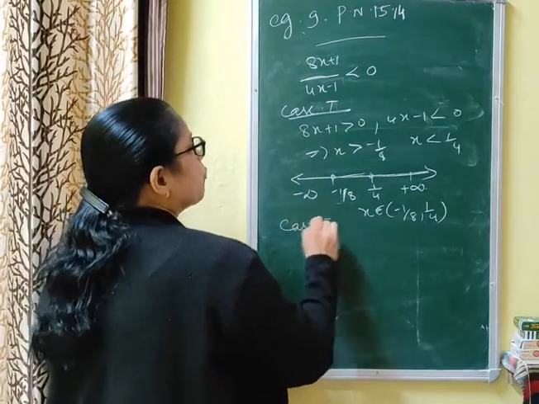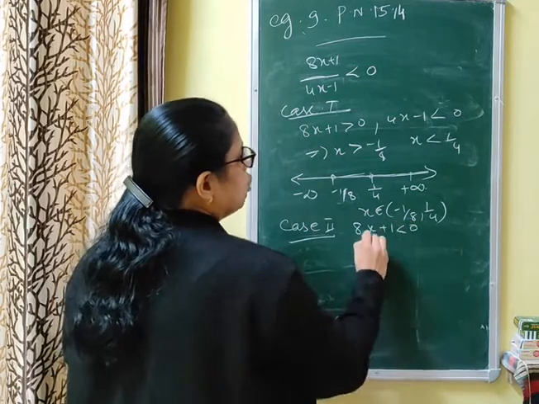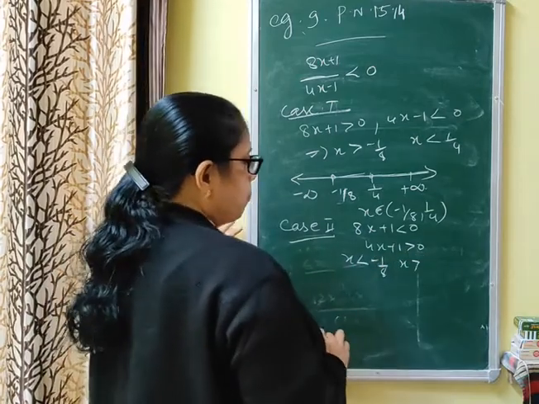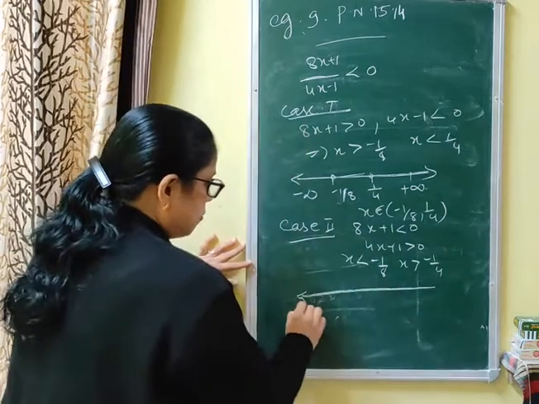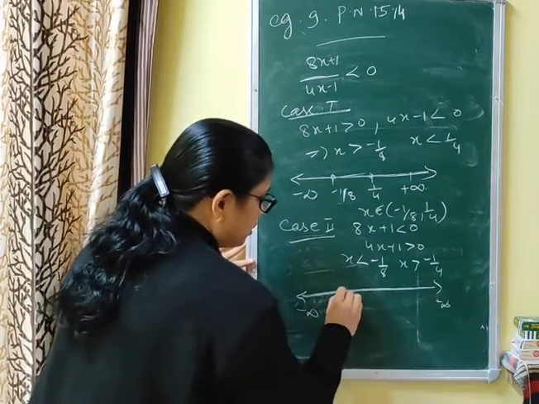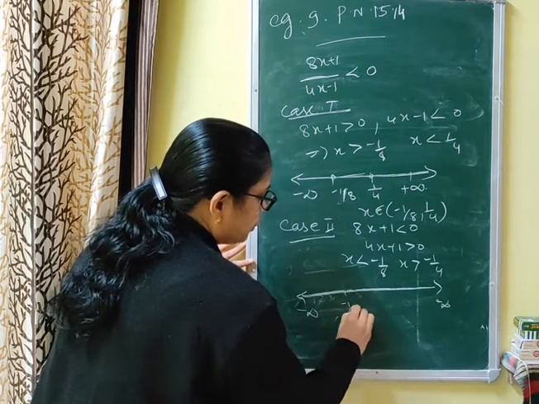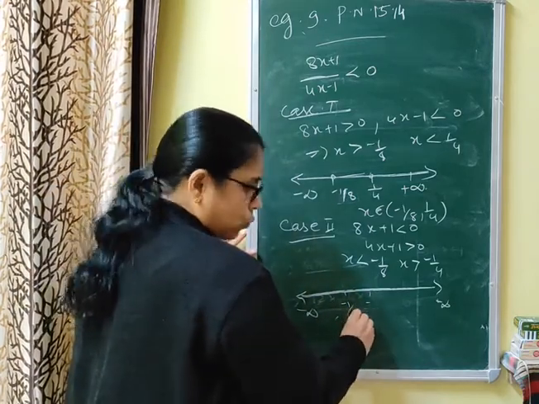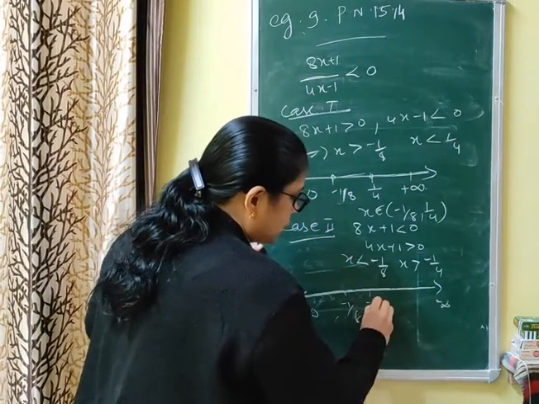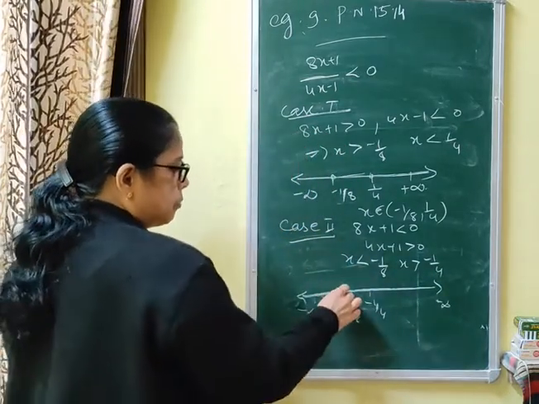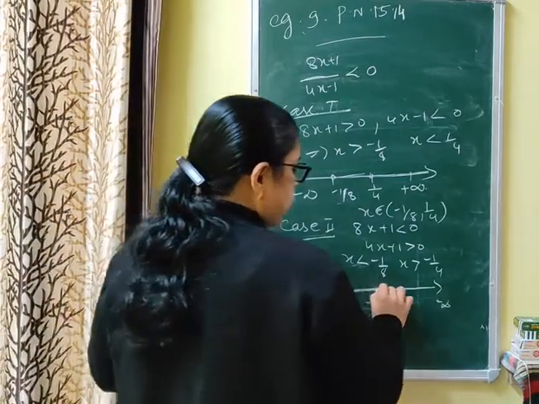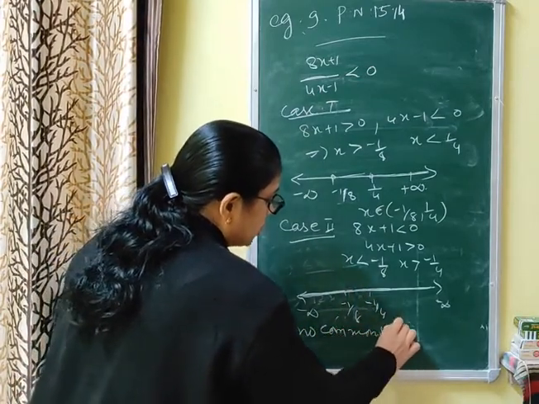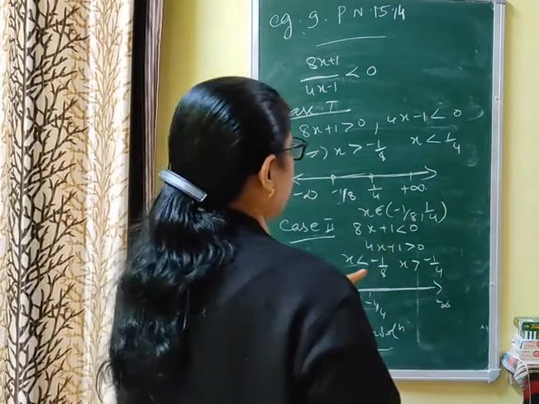Now we already got the solution set from here, but we will take the second case also, that is case 2. Numerator is negative and denominator is positive, that is x less than minus 1 by 8 and x greater than 1 by 4. On the number line, this is minus 1 by 8 and this is 1 by 4. x less than minus 1 by 8 means this region, and x greater than 1 by 4 means this region. So no common region is coming, so what will we write? No common solution. So the solution of the second linear inequality came as minus 1 by 8 to 1 by 4.